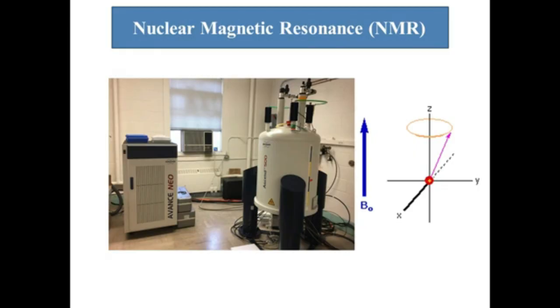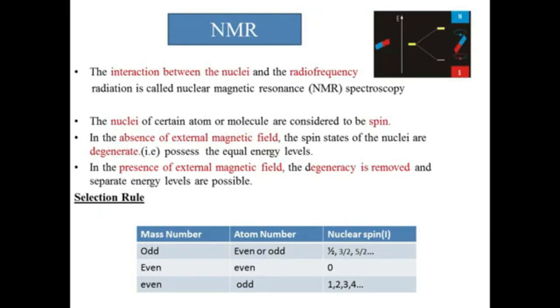Nuclear magnetic resonance, NMR. This is the instrument for NMR spectroscopy. The spectroscopy is used to find out how many carbons are present in your molecule and how many hydrogens are present in your compound. We can easily find out the structure in the solution state. So this is for the NMR.